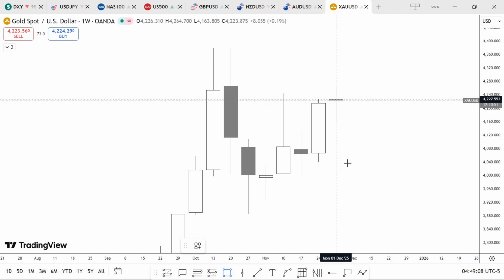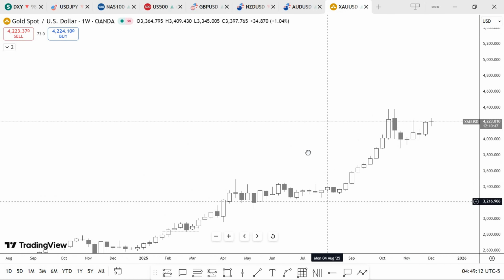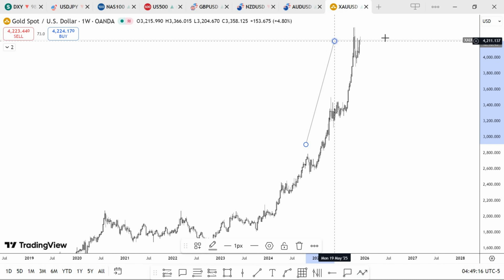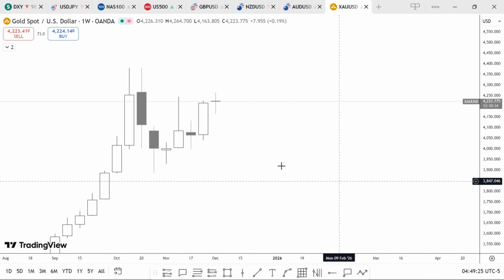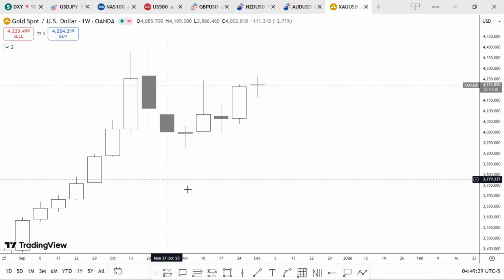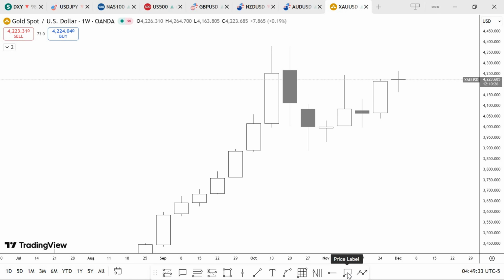We have the gold chart. This is the gold chart. As you can see, price is bullish, price is going up. Now let's analyze our monthly time frame. Sorry, this is the weekly time frame.